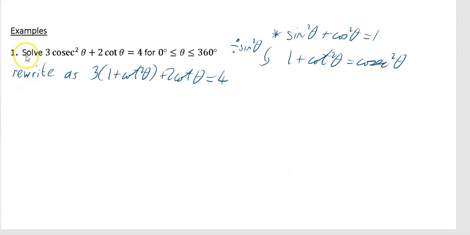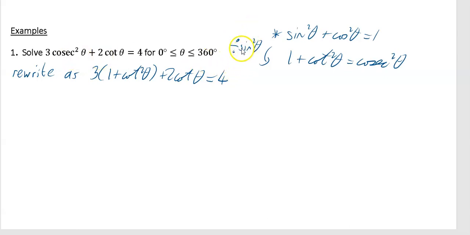Okay, in this next example, it says solve 3 cosec squared theta plus 2 cot theta is equal to 4. So here, the first thing I would do is see that I've got a cosec squared and a different trig function, cot. So I've got to change this one. I would start by writing down my sine squared theta plus cos squared theta equals 1. And I need to get cosec squared. Think about what cosec is. It's 1 over sine.